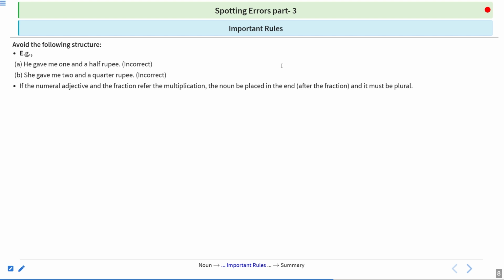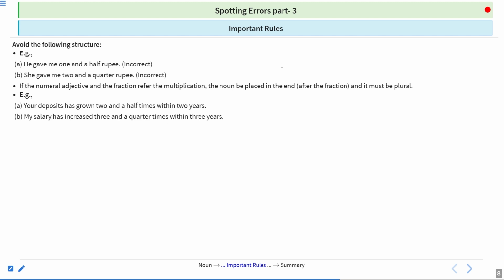So as you can see, we have used fractions or multiplications before a noun. In this case, the noun will be in plural form. Example: your deposit has grown 2.5 times within 2 years. So here we have used times, not time, because we have used 2.5, which is more than 1. My salary has increased 3.25 times within 3 years.